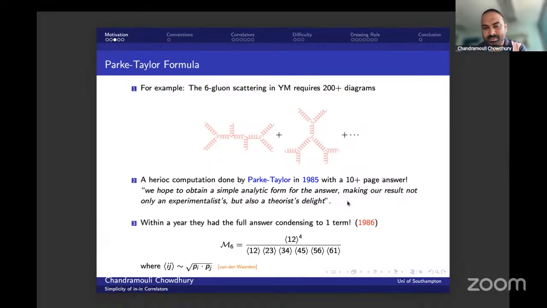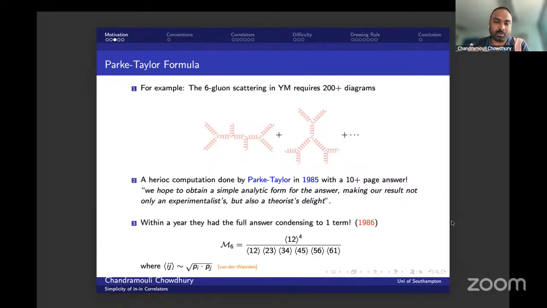And within 6 months or so, they were able to guess an answer. They found that if you add all these 200 diagrams and you choose specific polarization tensors, you end up getting an answer which is just one single term, with these funny brackets roughly being square roots of dot products of momenta. And this, I think, was a remarkable milestone, which showed that even though we are computing something which is not quite the full observable, but something like the scattering amplitude, it can have a very messy structure in the intermediate step. But then you find some very nice structures arising once you add everything up.